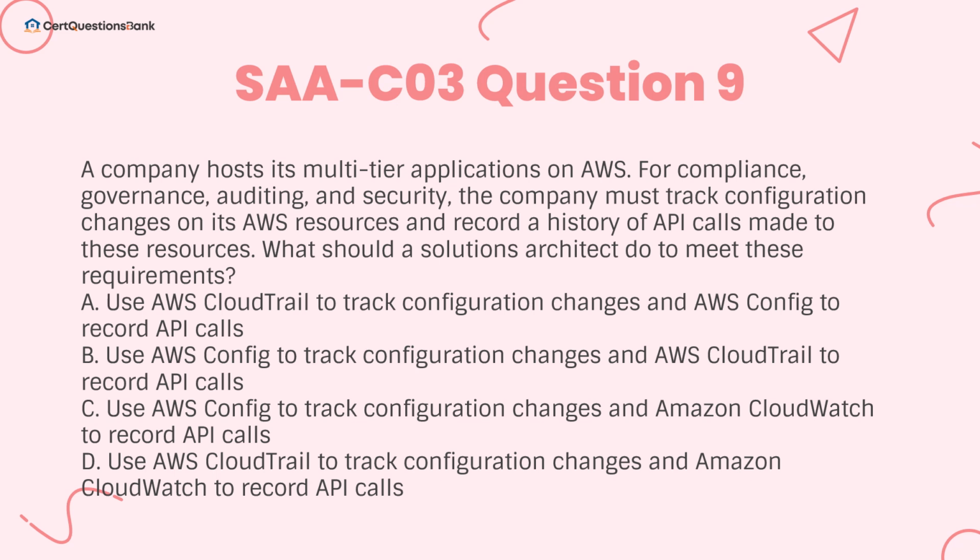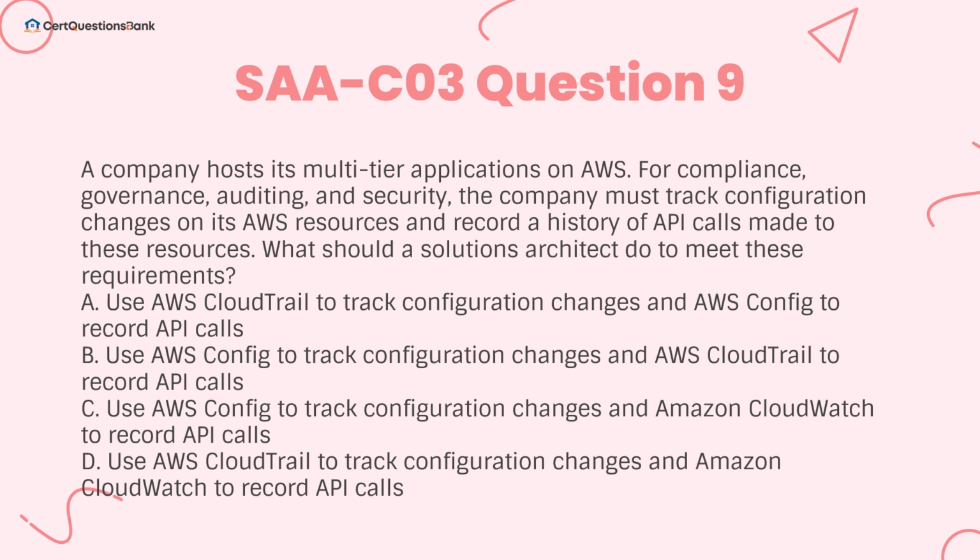A company hosts its multi-tier applications on AWS. For compliance, governance, auditing, and security, the company must track configuration changes on its AWS resources and record a history of API calls made to these resources. What should a solutions architect do to meet these requirements?